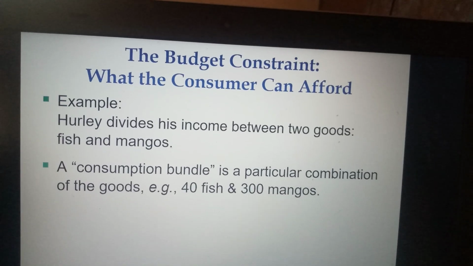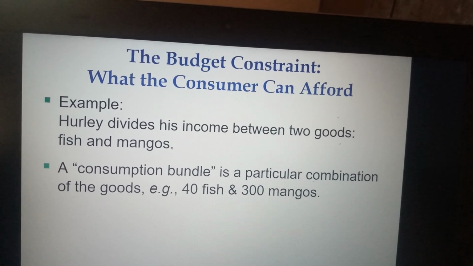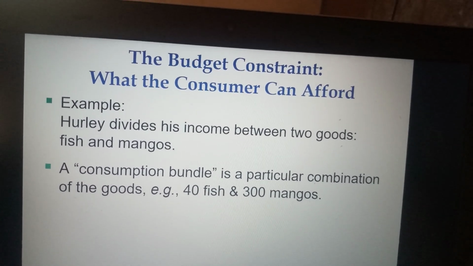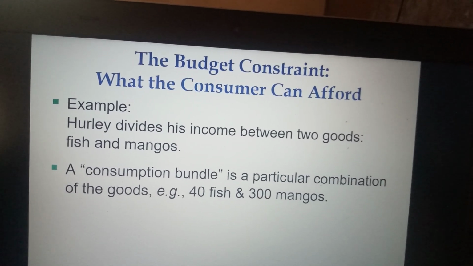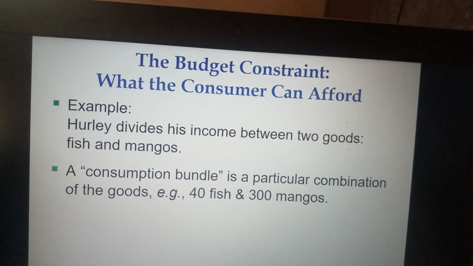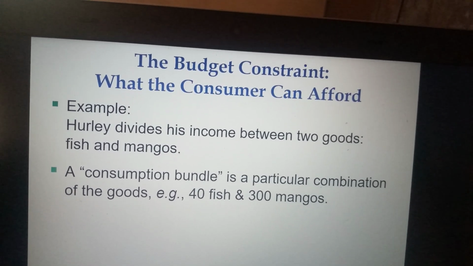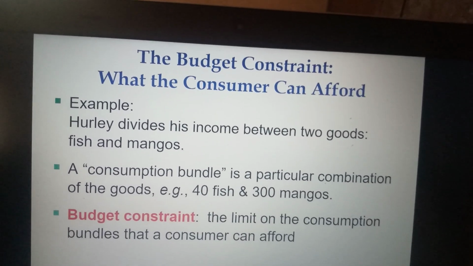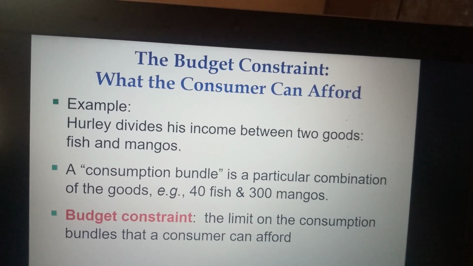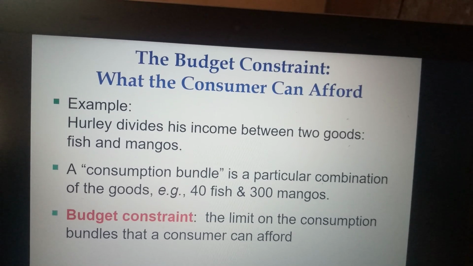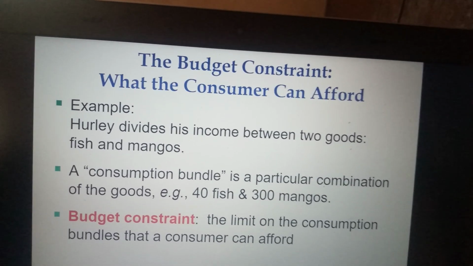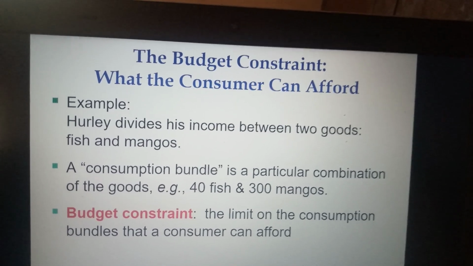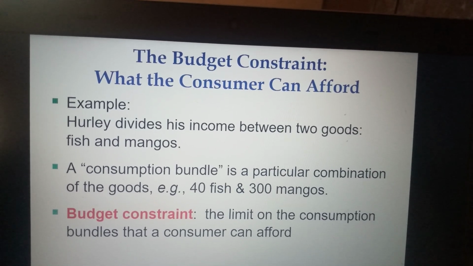So a consumption bundle is a particular combination of the goods. Example given, 40 fish and 300 mangoes. So as the example suggests, these two combinations are what the consumer wants to consume. But when we say budget constraints, it's the limit on the consumption bundle that the consumer can afford. So the limit to which extent the consumer can afford in his or her bundle or budget constraints.